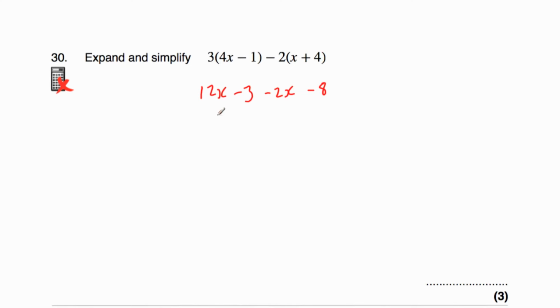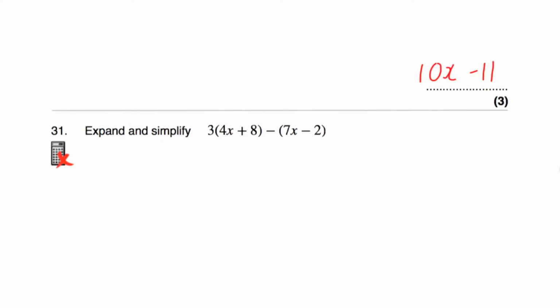Now we need to collect our like terms. So let's look at our x's. We've got 12x take away 2x, and 12x take away 2x is 10x. Then in terms of our numbers, we've got minus 3, minus 8. So if we had minus 3, and we took away another 8, that's going to be minus 11. So the answer would be 10x minus 11. Okay, let's look at our last question, question 31.